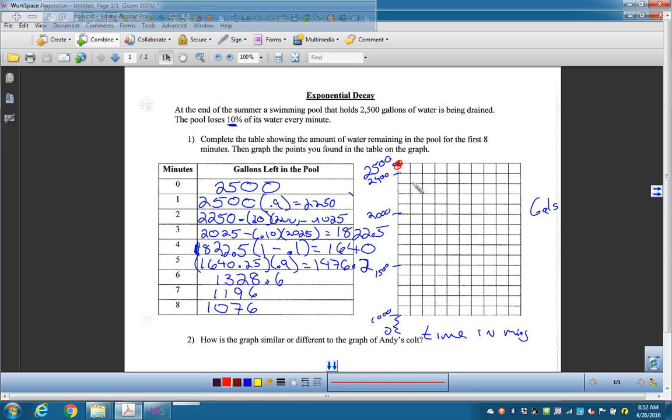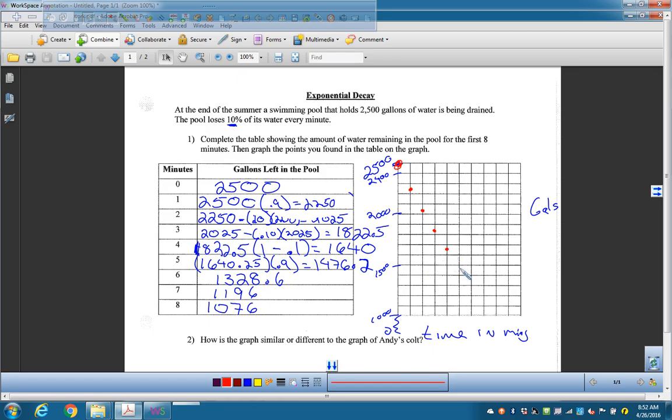So that's 24, 23, 22, that's right? Okay, 2,250 about there. Then 2,025 would be somewhere around here, I would guess. And 1,822 would be, it looks like a straight line, doesn't it? 1,822, 1,640, somewhere like here.